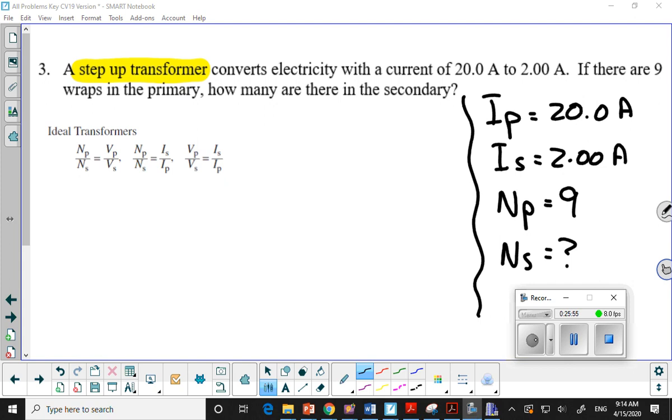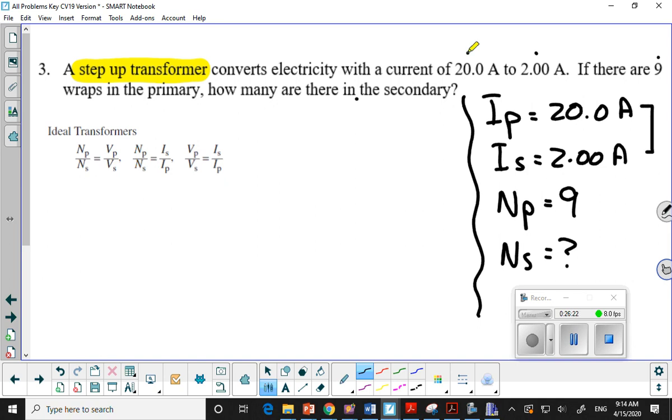Okay, we're getting pretty long in this video. It's already up to 26 minutes, so I'm going to go a little bit quicker. I saw this was a step-up transformer. I did my squiggly. I wrote in my values as they're given. 20 amps in the primary, 2 amps in the secondary, 9 wraps in the primary. So we're looking for how many wraps there are in the secondary.